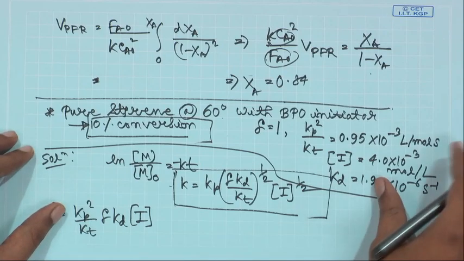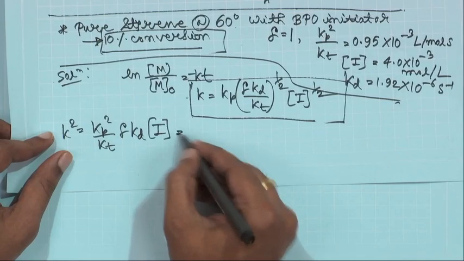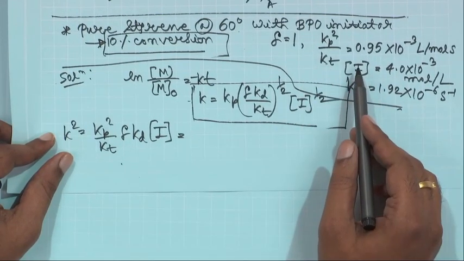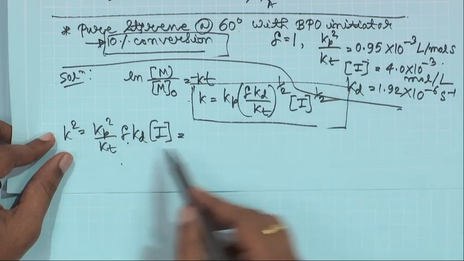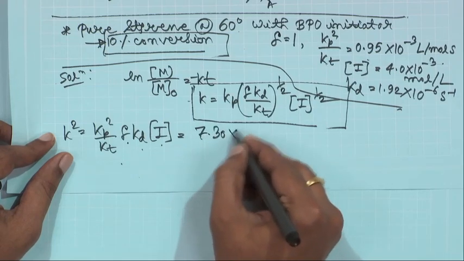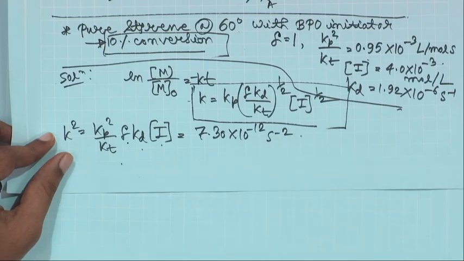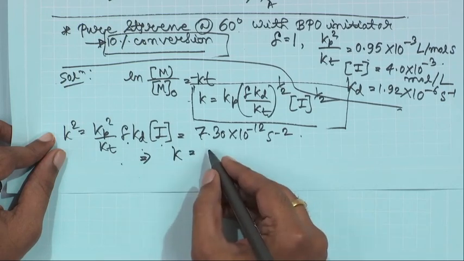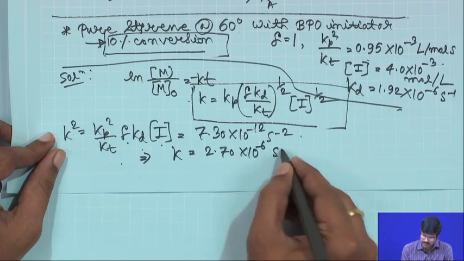Okay. Now, you know all these values, you know the value of Kp square by Kt, put that value here. Kp square by Kt is this, f is 1, I is already known, Kd is also known. So, what you will get is 7.30 into 10 to the power minus 12 second square inverse. So, that means your value of k will be square root of that, which will be 2.70 into 10 to the power minus 6 per second.